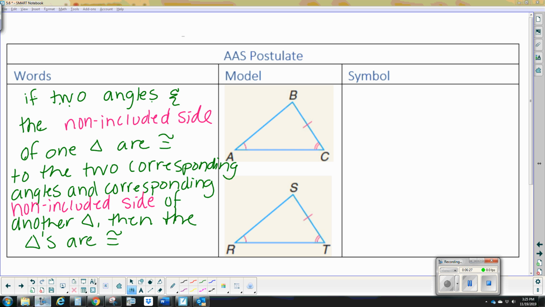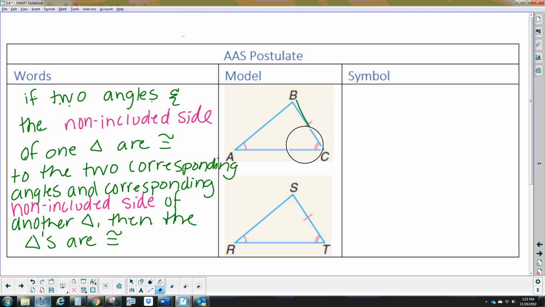So now if we look at our diagram, we have A and C as our two given congruent angles to R and T respectively, and then BC is congruent to ST. Well, in our angle side angle postulate, we would need ST and BC to be the included side, but in this angle angle side postulate, we have an angle and a side. Okay, so that's sufficient information here to use this angle angle side postulate.